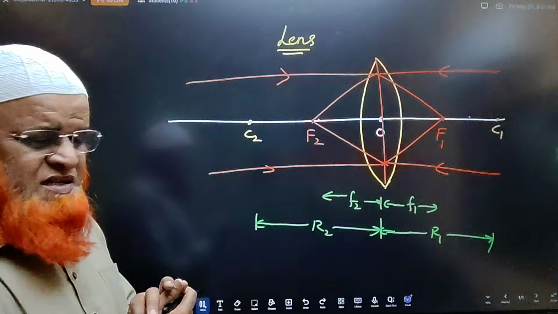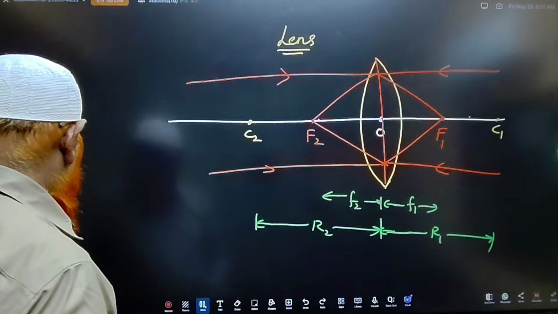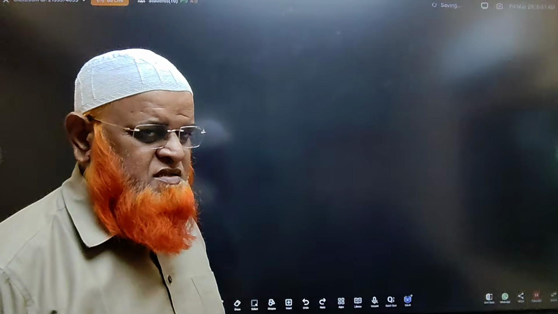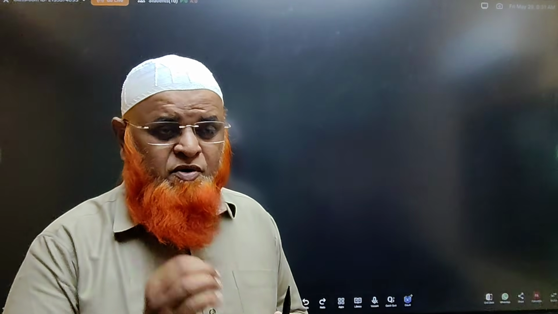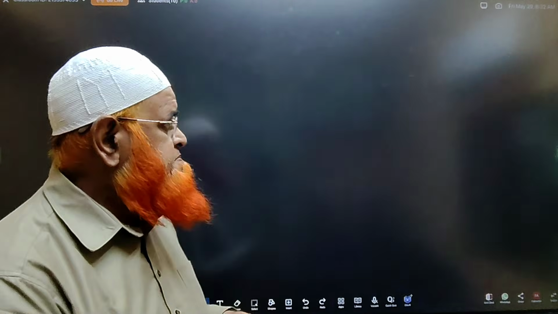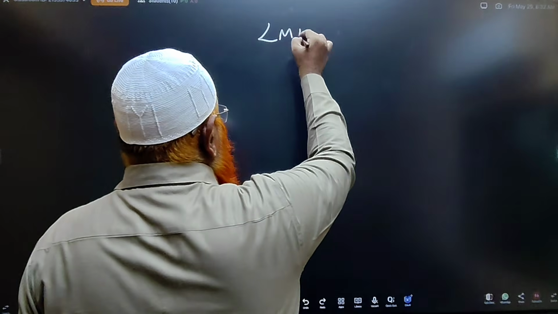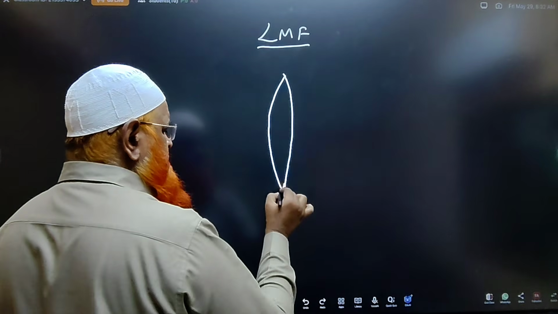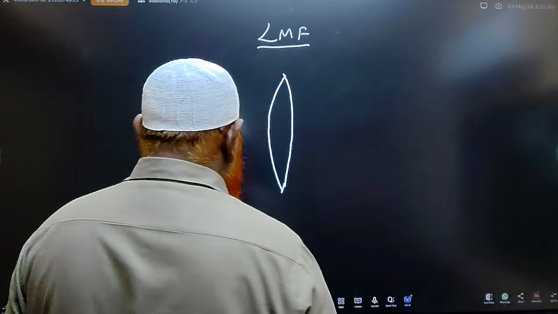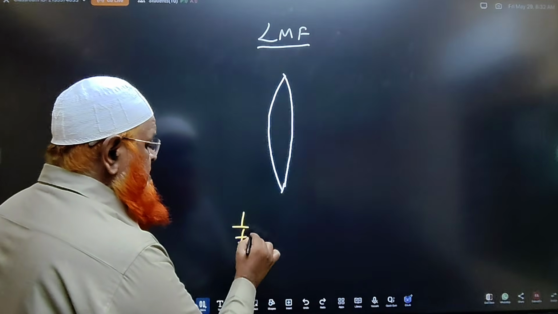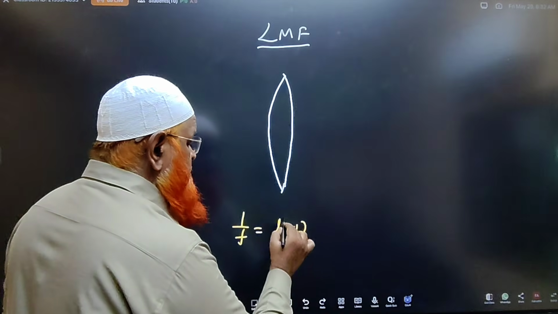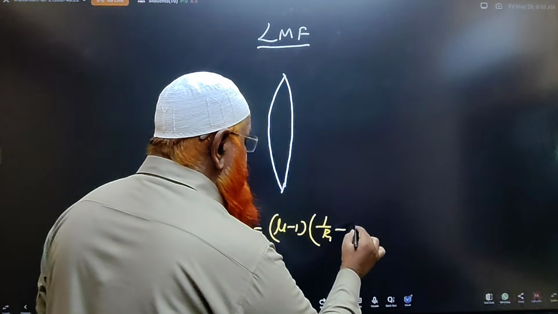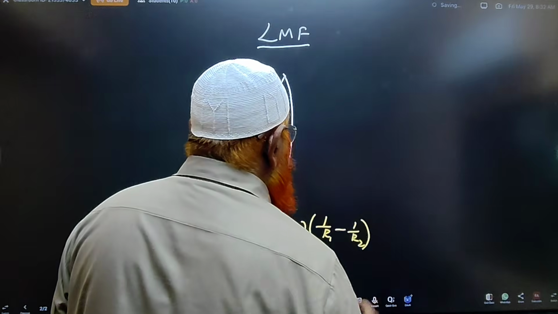Now, from this lens, we have created one formula. The derivation of formula is not necessary for us. It is learned already in your second year. But the most important formula where we are going to do the problems is called as lens maker's formula, LMF. What is this formula telling here? Let us see and try to solve the problems based on this. Lens maker's formula says that 1 by f is equal to (mu minus 1) times (1 by r1 minus 1 by r2). This is called as lens maker's formula.